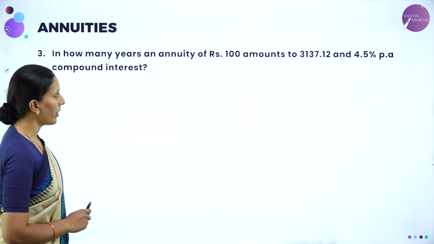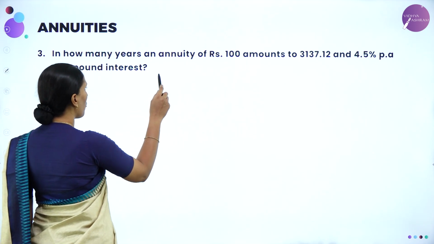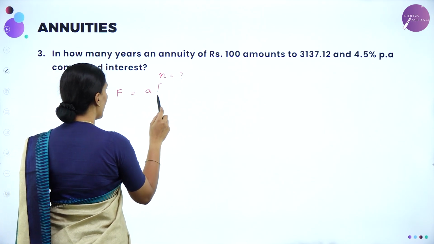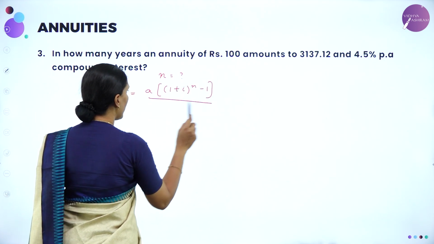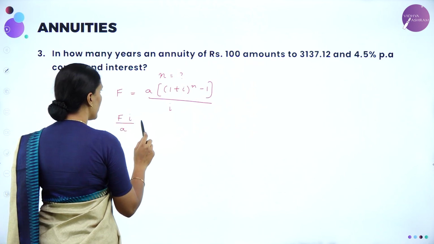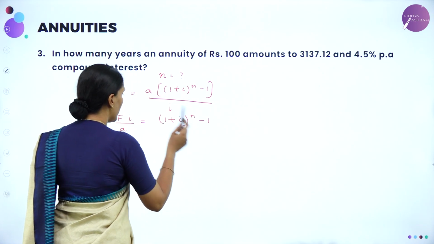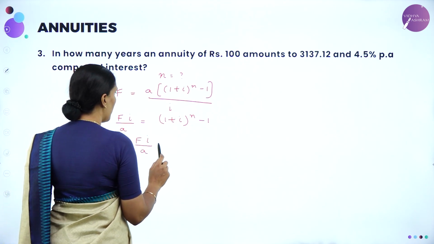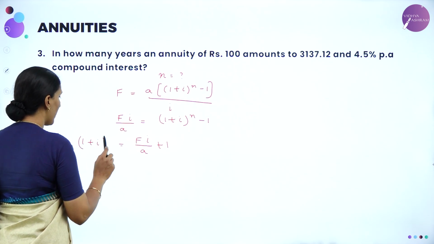Next question. In how many years does an annuity of rupees 100 amount to 3,137.12 at 4.5% per annum compound interest? So here we need to calculate the number of years, that is n. We know the future value F is equal to A into (1 plus i) whole to the power n minus 1, divided by i. Now cross multiply this, we will get Fi by A is equal to (1 plus i) whole to the power n minus 1. Now shift minus 1 to this side, we will get Fi by A plus 1.